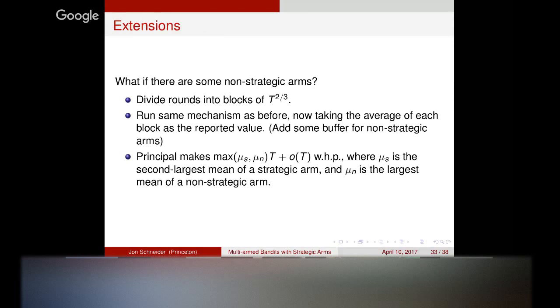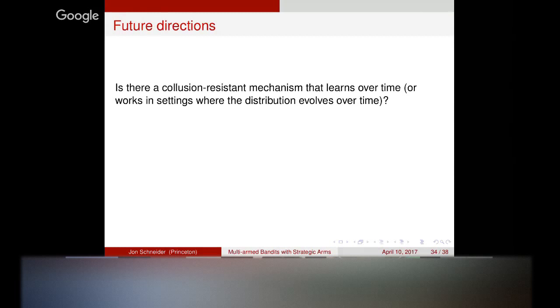All right, so I'll just mention some future directions we're working on. One thing related to what I just mentioned is a question we're trying to solve: is there some actual natural mechanism that learns over time, instead of just asking for all the information at the beginning and basically selling the business to the best arm? Another way to phrase this is that the algorithms I just mentioned completely fail in settings where the distribution evolves over time. And you might want something that can learn the distribution as it changes.